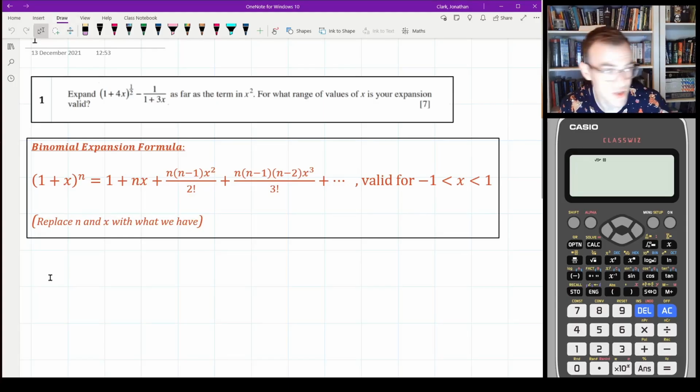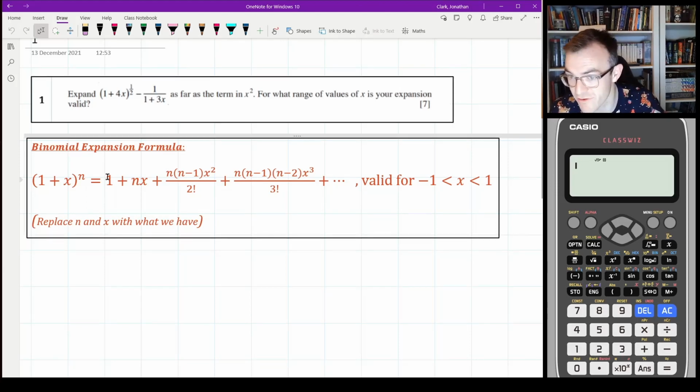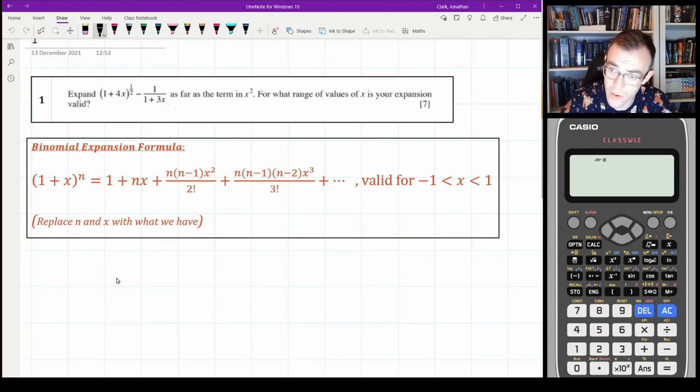Okay, so here's question 1. Let's have a quick read. We are expanding 1 plus 4x to the half, take away 1 over 1 plus 3x as far as the x squared term, and we're going to need to state the range of validity as well. I've written down the binomial expansion formula for quick and easy access as well. So let's jump straight into this.